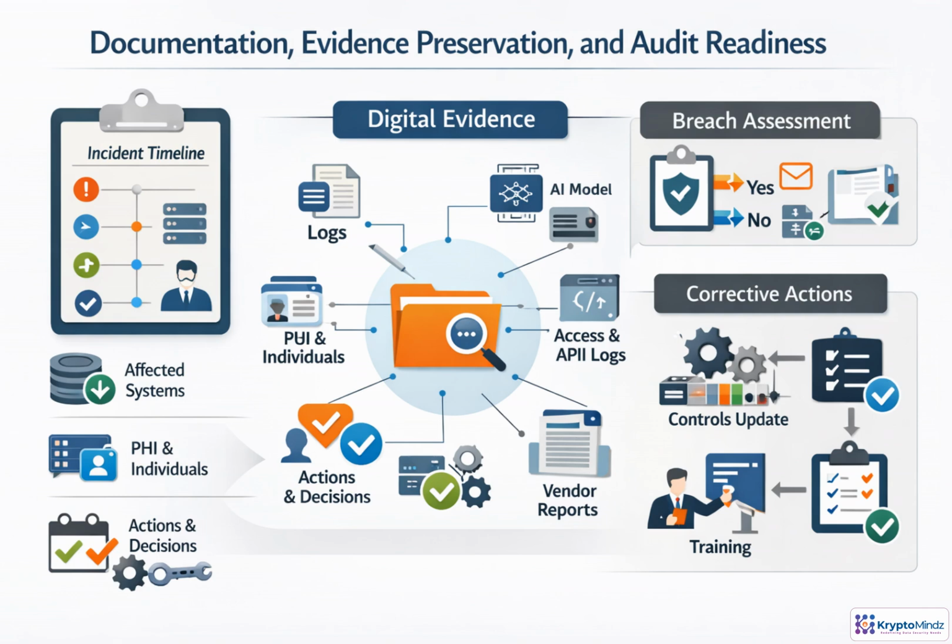An incident is not truly closed until the organization can prove its facts and reasoning. For AI involving PHI, that means capturing the timeline, affected systems, PHI scope, individuals impacted, decisions, approvals, and remediation. Preserve the technical trail as well: logs, prompts, outputs, access records, API traces, configurations, and vendor reports. Finally, document the breach assessment rationale, including notification decisions, and tie corrective actions back to controls, training, and the risk register.